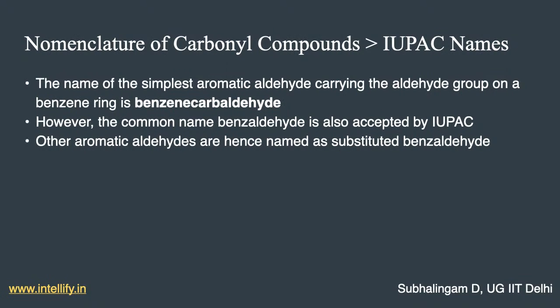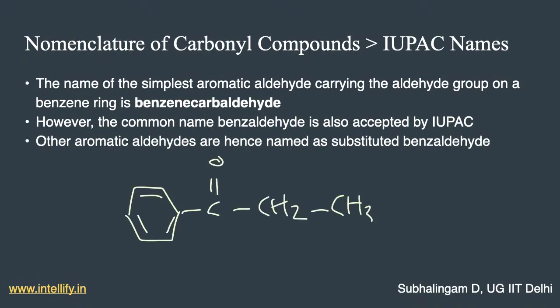Now let's try to name a ketone having an alkyl group and an aryl group. So we take this example. So we number it as 1, 2 and 3, and the name given to this is 1-phenyl propan-1-one. That's how we name a compound having an aryl group, an alkyl group and a ketone. So hope it's clear.